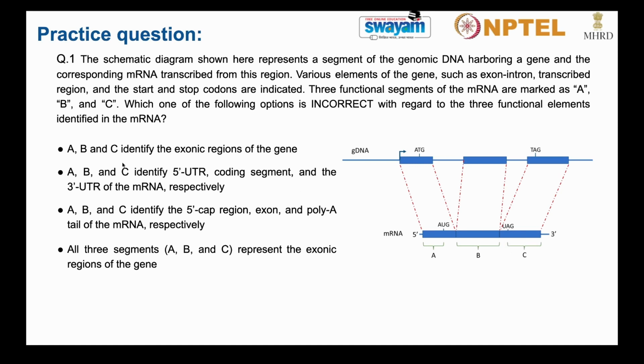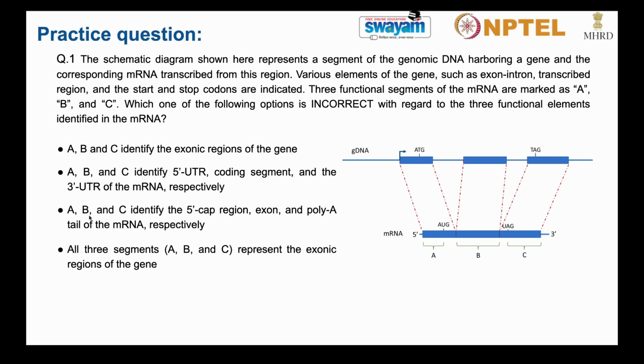Now let's look into the options. The first option says that A, B, and C identify the exonic regions of the gene. Yes, it is true. Option 2 says A, B, and C identify the 5' UTR, coding segment, and the 3' UTR of the mRNA respectively. So yes, it is also true.